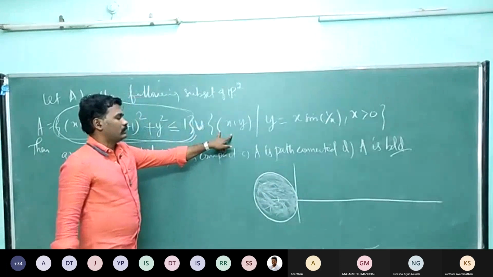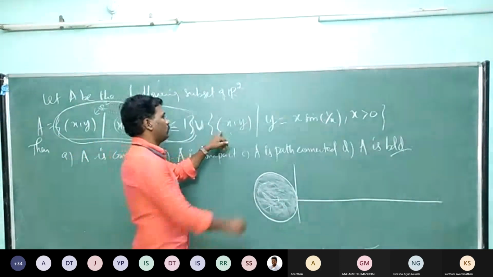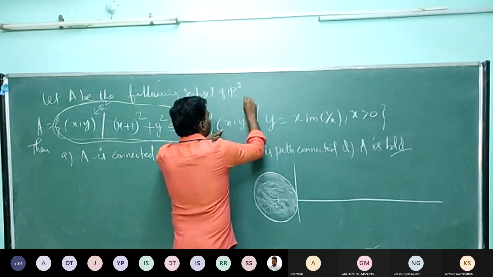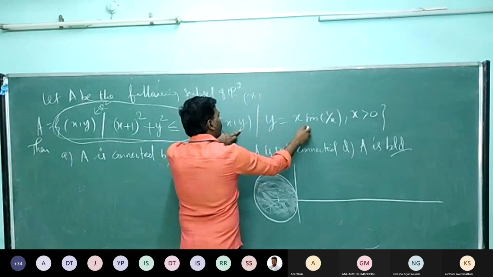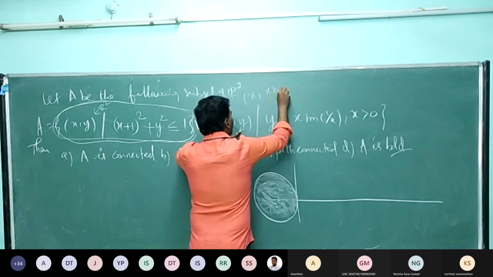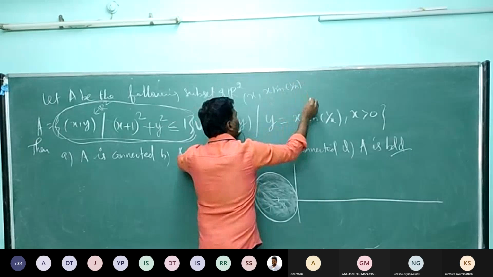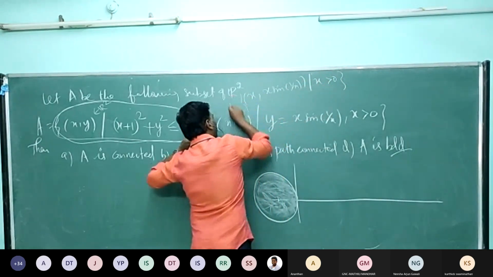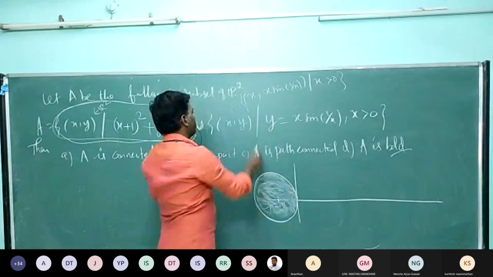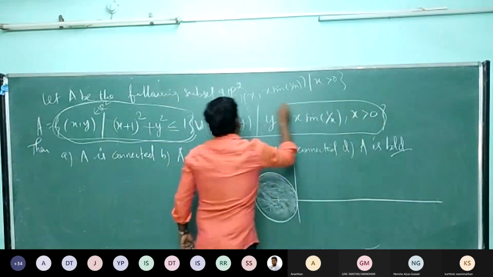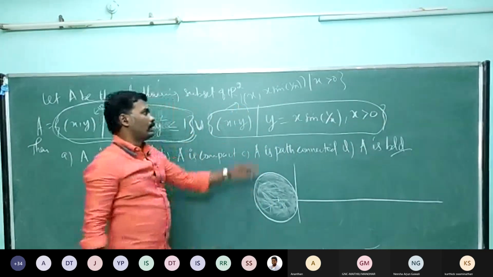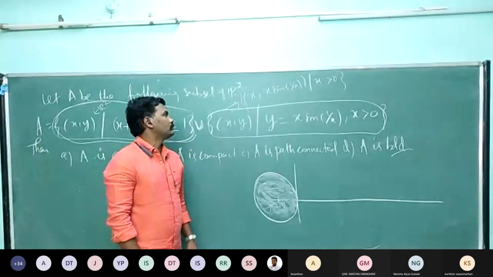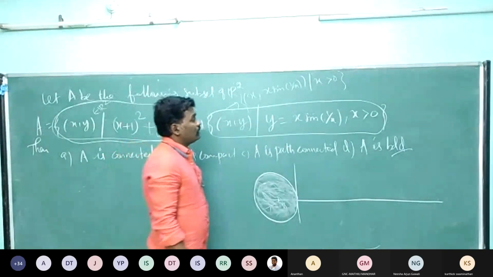Good. So what about this other part? For (x, y), you can replace y: (x, y) is of the form (x, sin(1/x)) such that x is positive, that's all. This is your rewriting of this set. I can write it in another way like this also, with the same meaning. Nothing changes. Okay, anyway, fine.